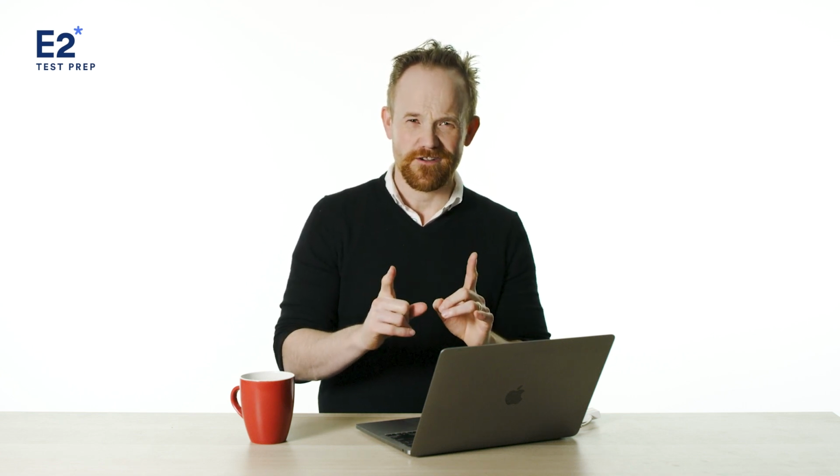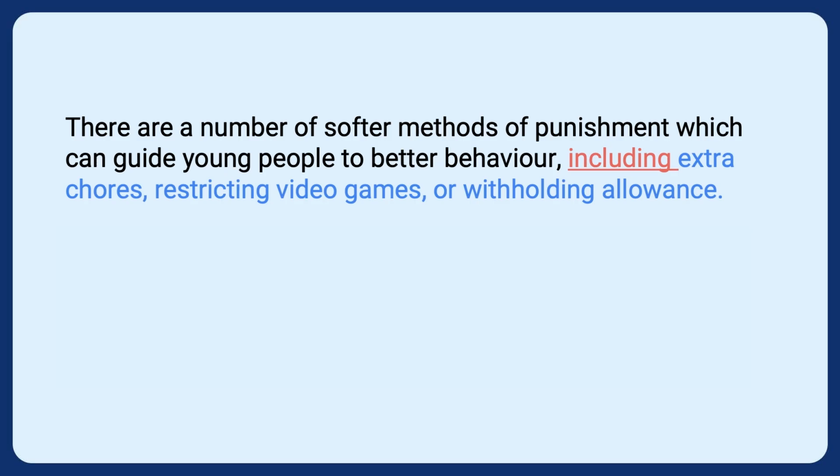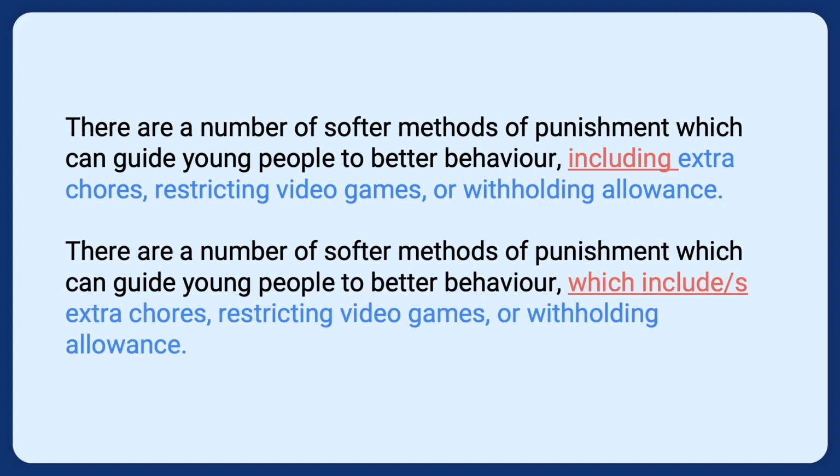Let's take a closer look at this grammar structure. There are a number of softer methods of punishment which can guide young people to better behavior, including extra chores, restricting video games, or withholding allowance. Or we can change this to, which include or which includes extra chores, restricting video games, or withholding allowance.